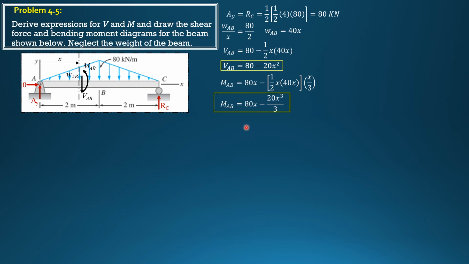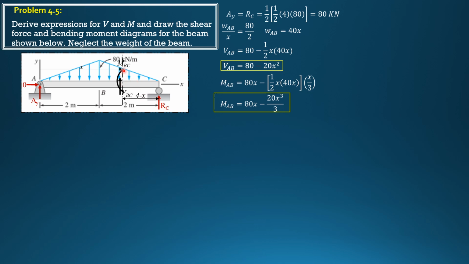So that's it. Then for the second section, so let's remove those. So there are two parts, remember, and the left portion is complicated, so we consider the right portion. The positive shear this time is upward, and the positive moment is clockwise. Then if that is X, then this is 4 minus X.